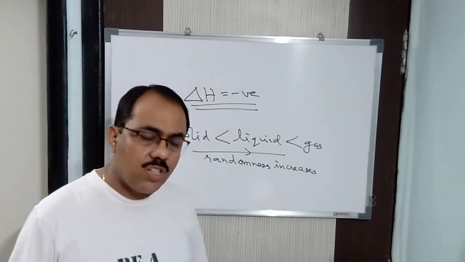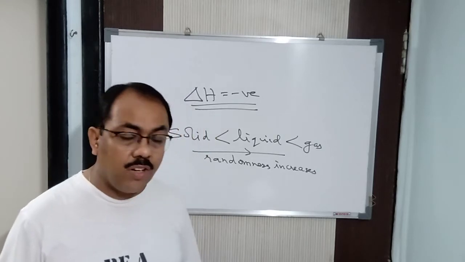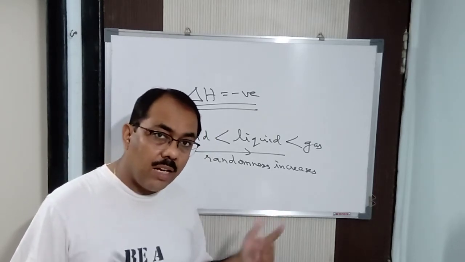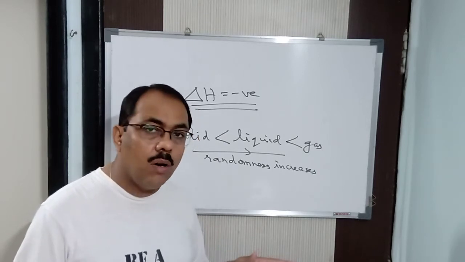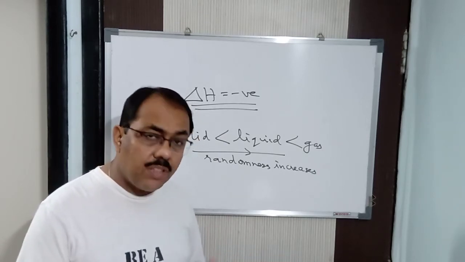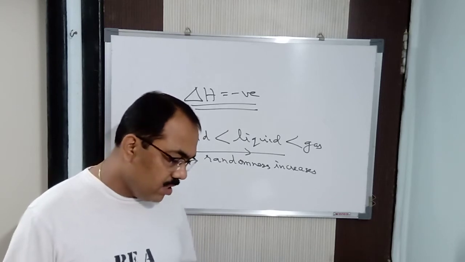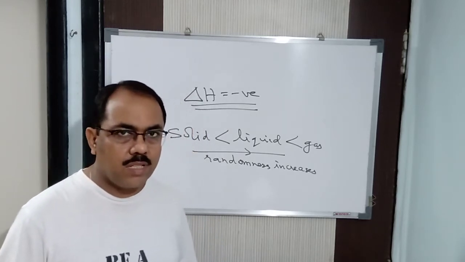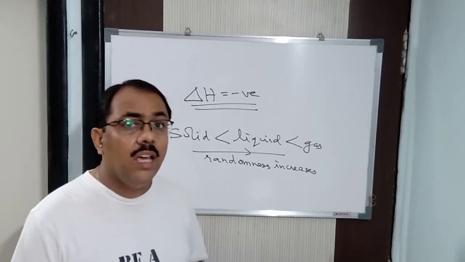Whenever a decomposition reaction is taking place, for example, mercuric oxide on heating gives mercury and oxygen, there is an increase in randomness because there is a breaking up of bonds. The molecules collide with one another. So hence there is an increase in randomness. Whenever there is an intermixing of substances, there is increase in randomness.